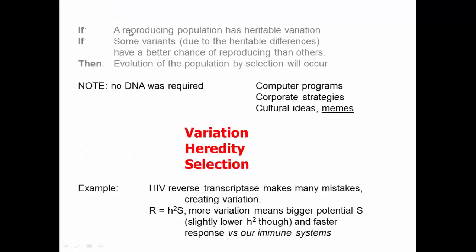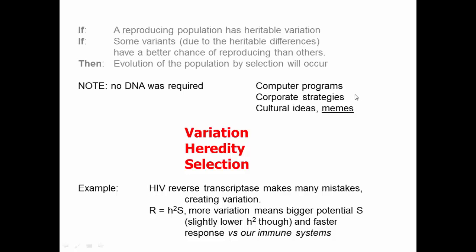So returning to this, if the reproducing population has heritable variation, and if some of those variants have a better chance of reproducing, then evolution occurs. One thing to note is that I didn't talk about living things, I didn't talk about DNA, I didn't talk about any life here at all. This is any population that has variation, some sort of heredity, and some sort of selection. So we can create computer programs where a bunch of different programs compete with each other for memory space, and programs can copy themselves and make copies that are very similar to themselves, and you can see the evolution of these computer programs within the computers.